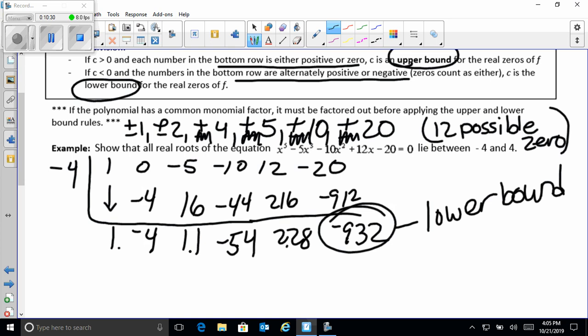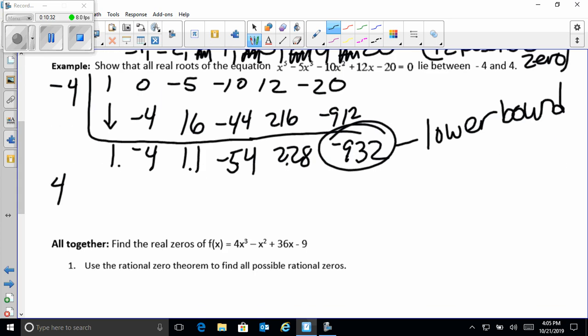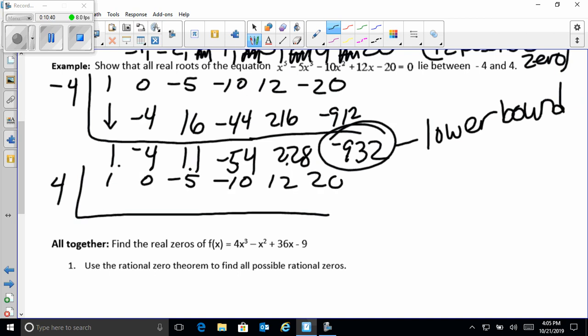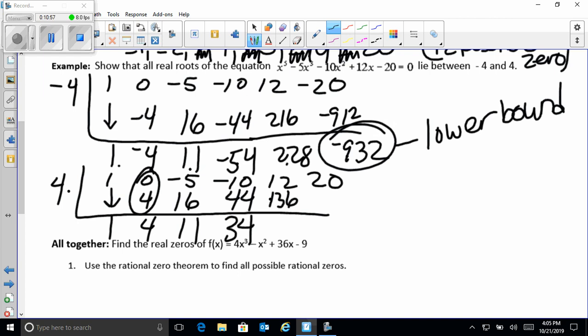Now I'm going to check that upper bound, which was 4. Do the same thing, synthetic division. 1, 0, -5, -10, 12, 20. Bring down that 1. 4 times 1 is 4. Add those, that's 4. 4 times 4 is 16. That's 11. Multiply those, that's 44. 34. Multiply that, and I get 136. Add those up, and I get 148. Multiply 4 by 148, and I get 592. Add those, I get 572.